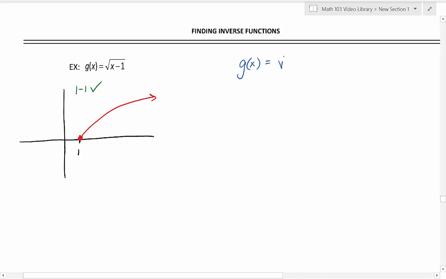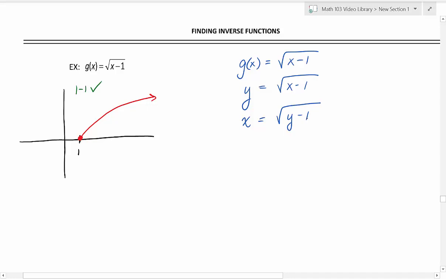So we're starting with g of x equals the square root of x minus 1. The first thing to do is to take it out of function notation by replacing the g of x with y. Next, we want to interchange x and y. This becomes x equals the square root of y minus 1.